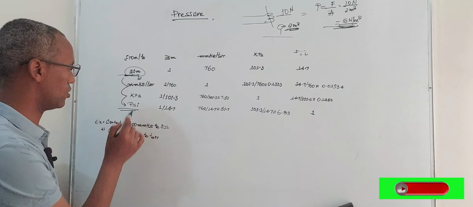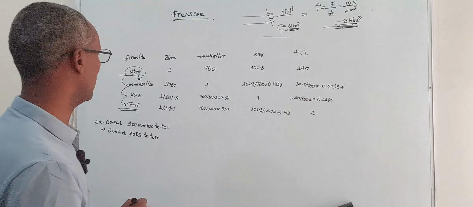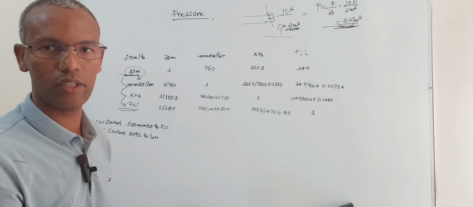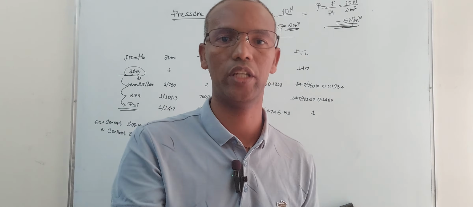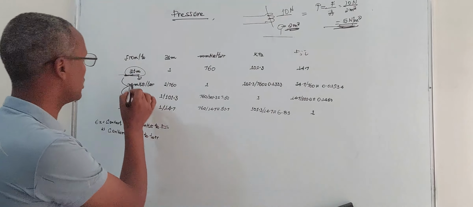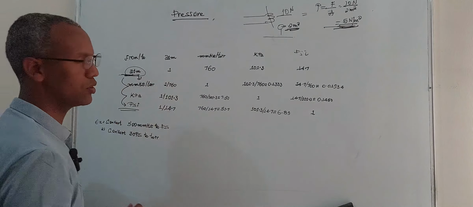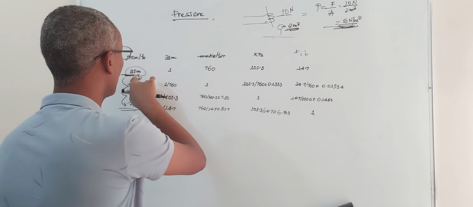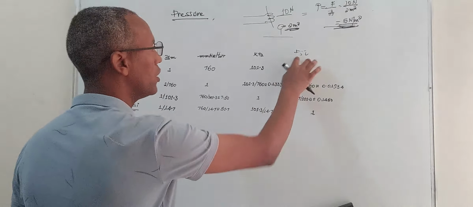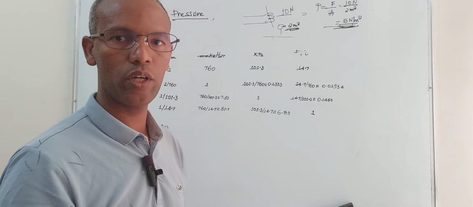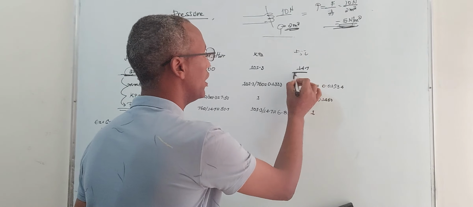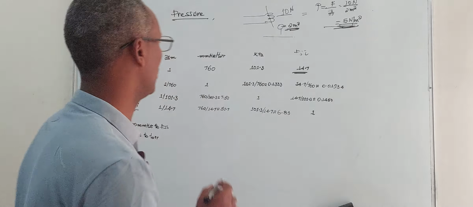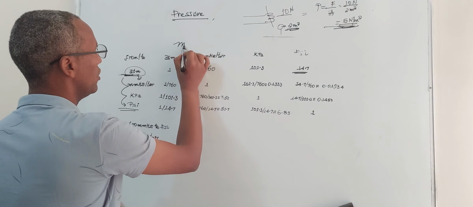So that's what I'm trying to show you guys. Basically, this is a basic table that will help you to convert from one unit to another unit. Let's say one atmosphere: if you would like to convert atmosphere to pound per square inch, you need to multiply with 14.7. Basically, you need to multiply.